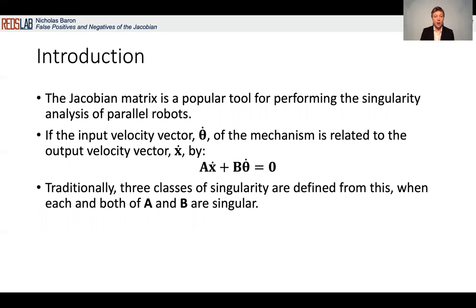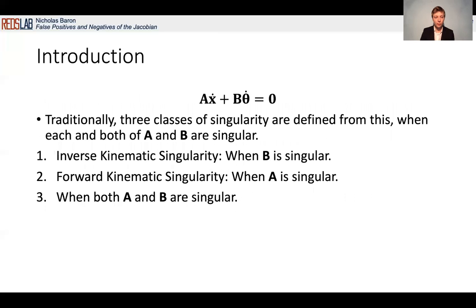As many may know, the Jacobian matrix is a popular tool for performing the singularity analysis of parallel mechanisms. This is normally formulated in terms of finding the relationship between the velocity vector of the end effector, given here by x dot, and the velocity vector of the input actuator joints, given here by theta dot. And we formulate this relationship in terms of the Jacobian matrices A and B. Traditionally, three classes of singularity are defined on this basis, when each and both of A and B are singular. The first type of singularity, which is called the inverse kinematic singularity, occurs when matrix B is singular.